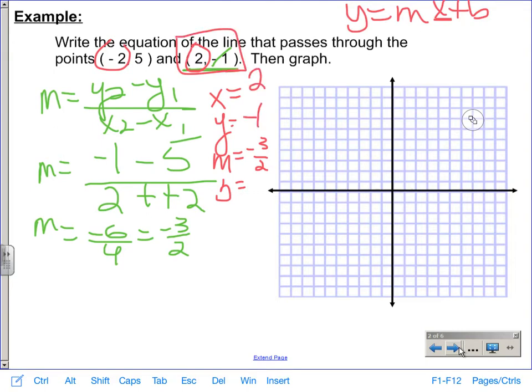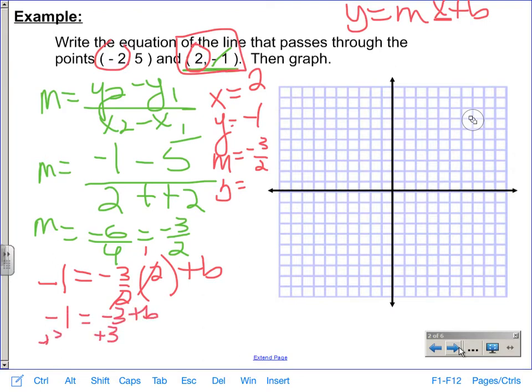Plugging it in, -1 equals -3 over 2 times 2 plus b. We cross cancel those, and that becomes 1. -1 equals -3 plus b. Add 3 to both sides, and we get b equals 2. So putting our equation in slope-intercept form, y equals -3/2 x plus 2.